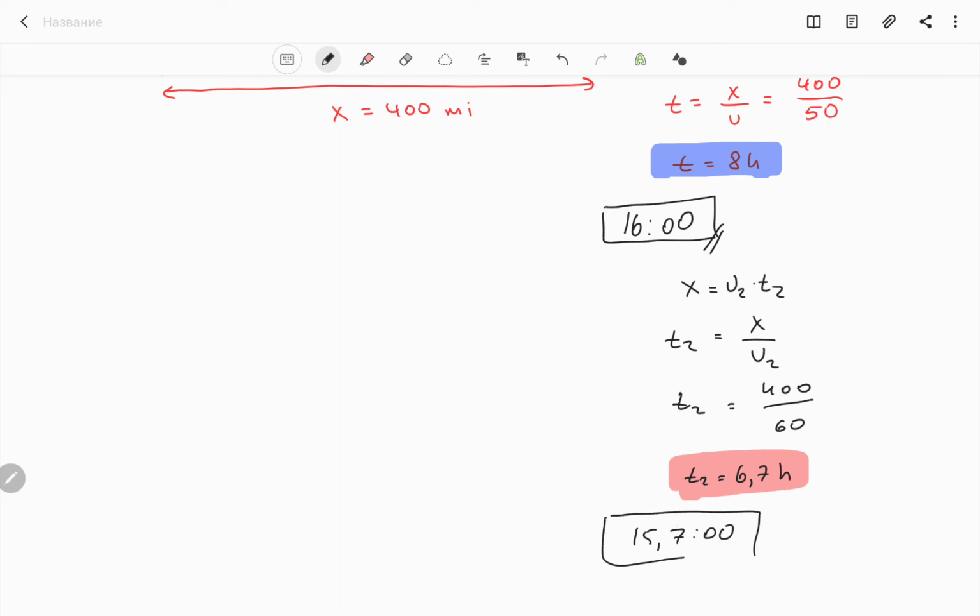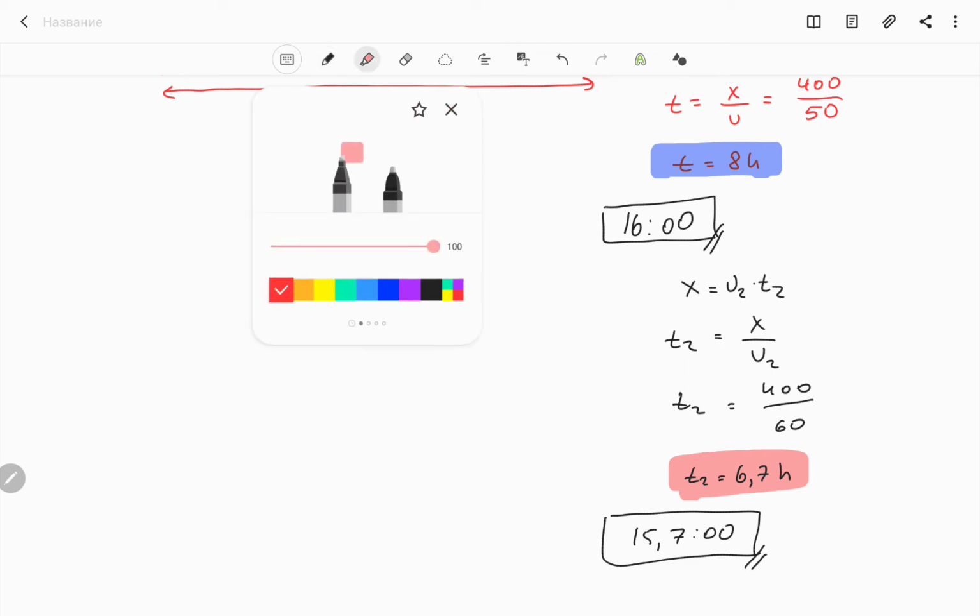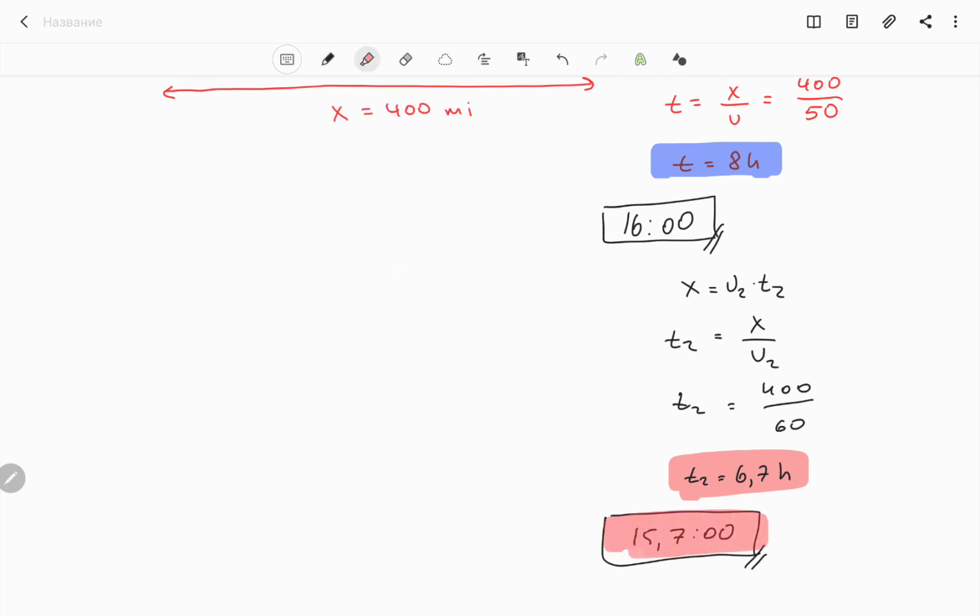So it's basically the second person will reach San Francisco before the first person, because the first person will reach San Francisco at 4 o'clock, 16:00. But the second person will reach before the first person, because the time is 15.7, which is less than 16. So at approximately 3 o'clock, yes, approximately. So the second person will reach San Francisco first.